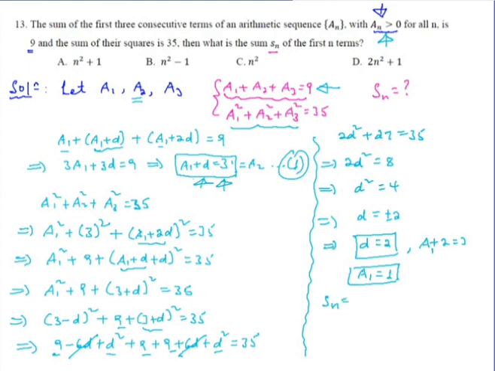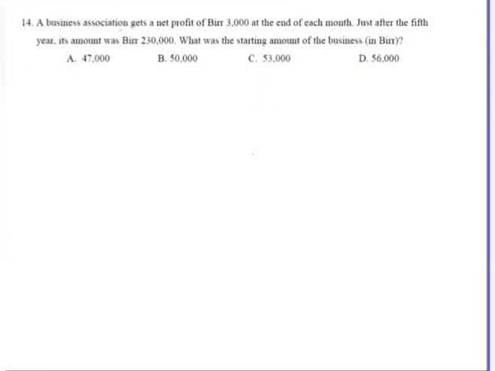The partial sum of the arithmetic sequence is n over 2 times, 2 times the first term plus D times n minus 1. This becomes n over 2 times 2 plus 2n minus 2. The minus 2 and plus 2 cancel, so it becomes 2n square over 2, which is n square. So the sum of the first n terms in this sequence is n square.